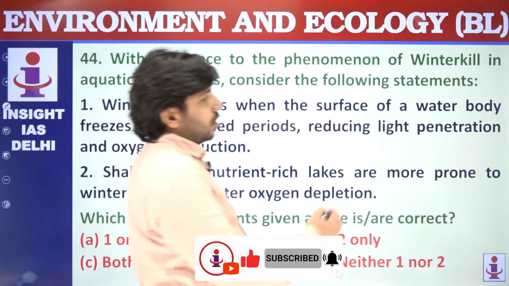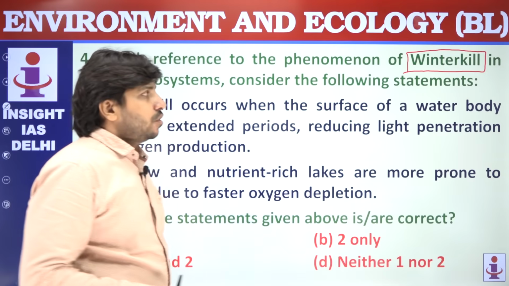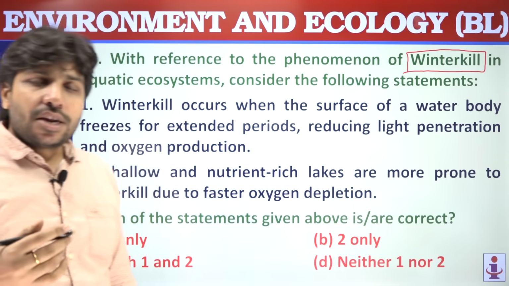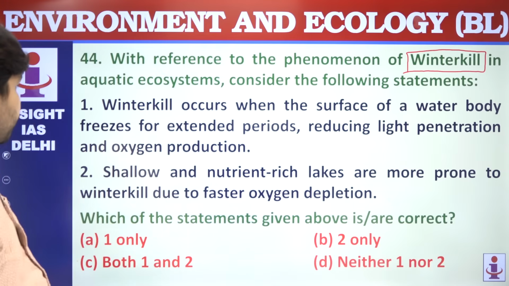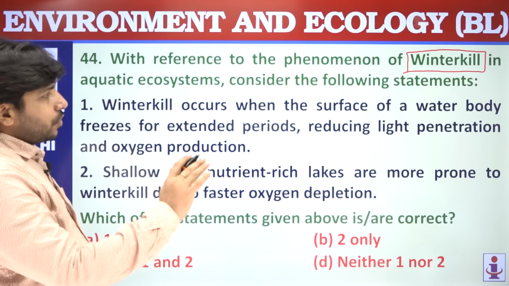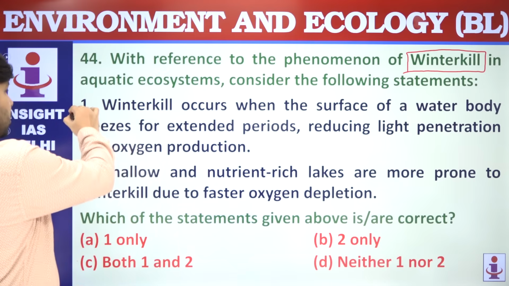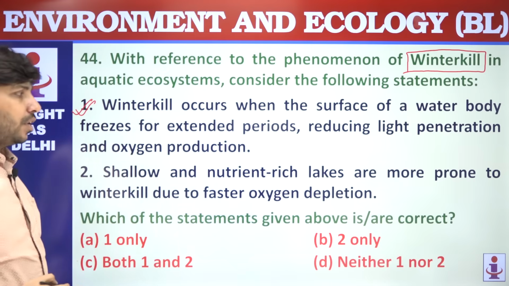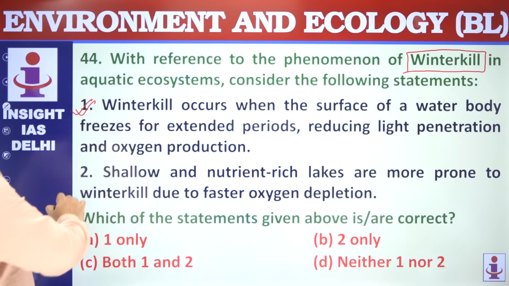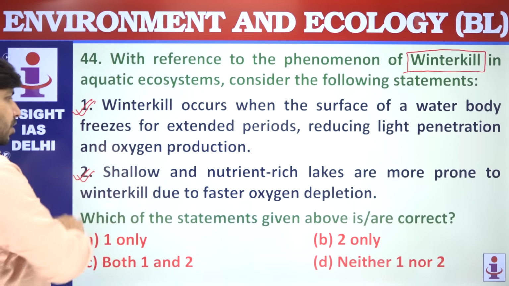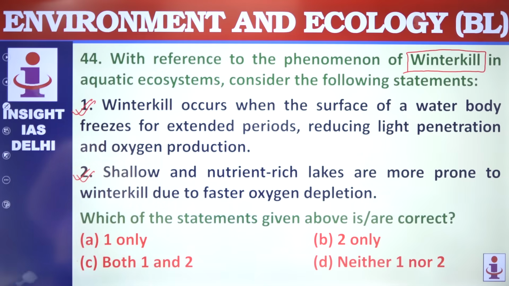Very good, very excellent term. Winter kill. You might have missed this term while studying your ecology and environment subject. What is winter kill? It occurs when the surface of a water body freezes for extended periods, reducing light penetration. This is a very good definition of winter kill. Shallow and nutrient-rich lakes are more prone to winter kill due to faster oxygen depletion. Yes, nutrient-rich lakes are more prone. So both these statements are correct.